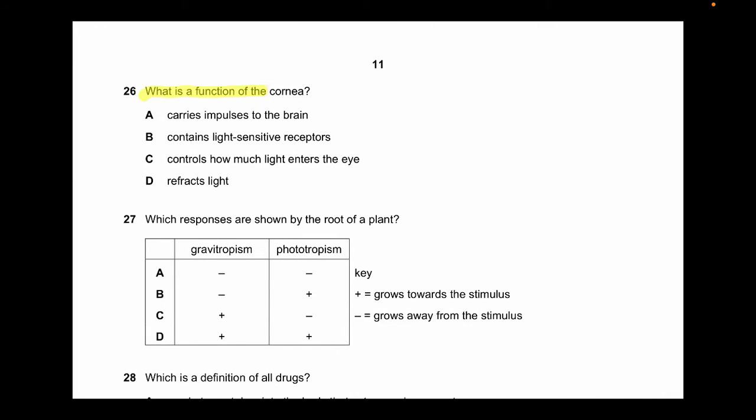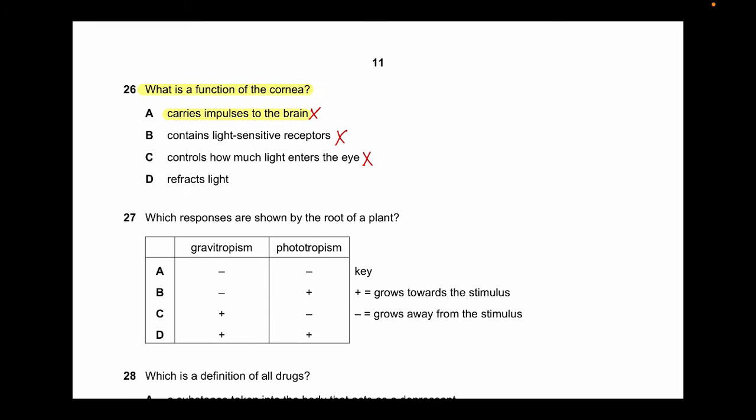Question 26. What is the function of the cornea? Cornea carries impulses to the brain? No. Cornea does not contain any light sensitive cells or any receptors. Contains light sensitive receptors? No. Controls how much light enters the eye? No. Refracts the light? Yes, cornea is responsible for refracting the light.